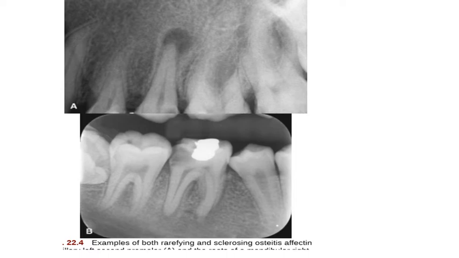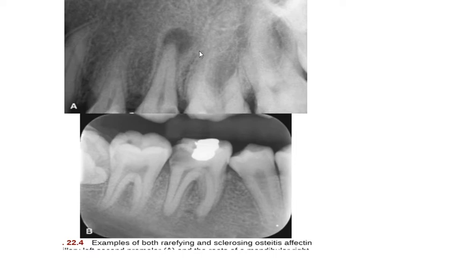The periapical bone tissue changes during periapical inflammatory disease vary from narrow to broad, due to the chronicity of the process and the amount of peripheral sclerosis.